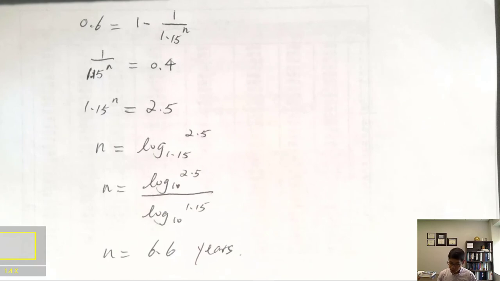In order to interpret the result, that means we have to operate this project for at least 6.6 years in order to obtain the rate of return of 15% given the annual profit. Alright, that's it for this exercise, and I think I'm done with lecture 7.